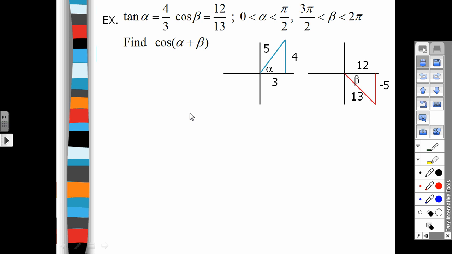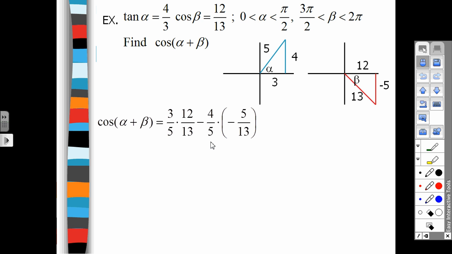So when they ask us for the cosine of alpha, we're going to look at alpha and read off what the cosine is. That's 3 over 5. And when they ask us for the cosine of beta, we go over here and we look at what's the cosine of beta. It's 12 over 13. So you can just plug in the appropriate values. The sine of alpha is 4 over 5. And here is the sine of beta, which is -5 over 13.